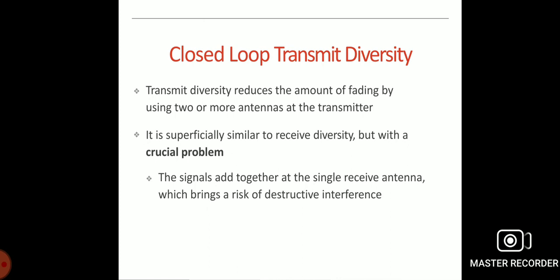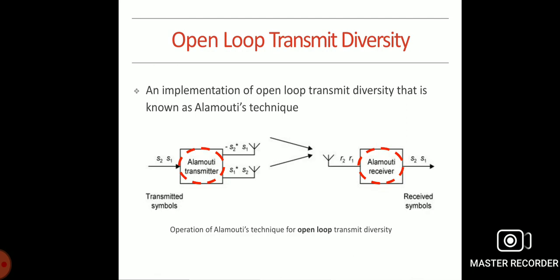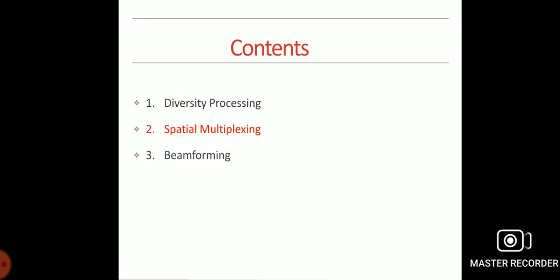So the receiver diversity can be divided into two different parts: one is closed loop receiver diversity, and the other is open loop receiver diversity.